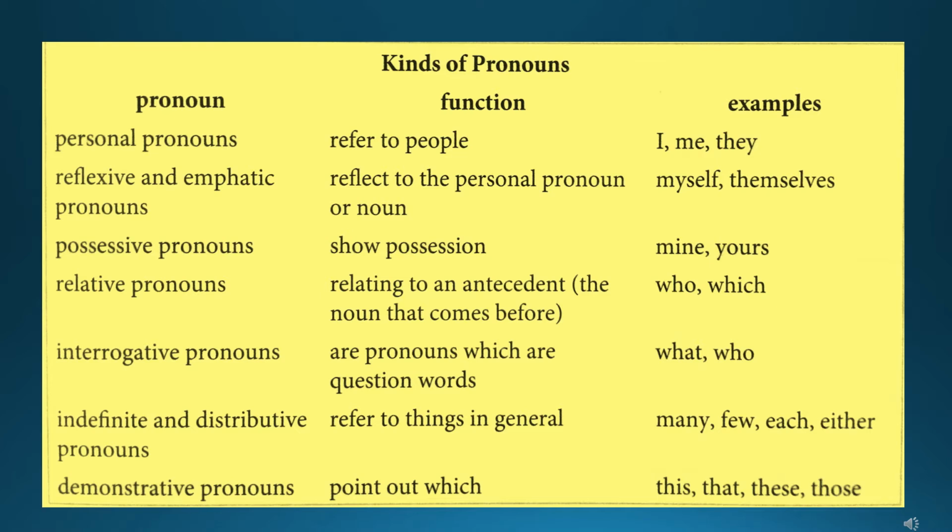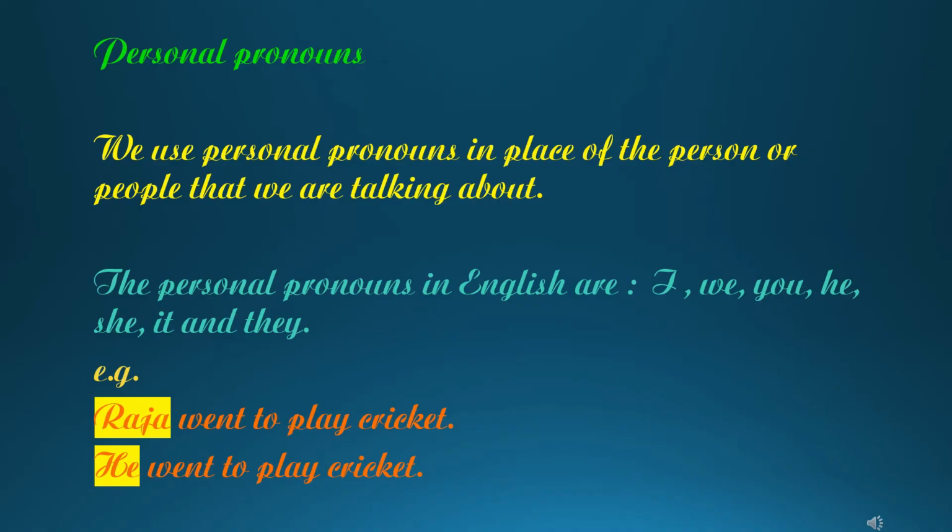Interrogative pronouns are pronouns which are question words. Examples, what, who. Indefinite and distributive pronouns refer to things in general. Examples, many, few, each, either. Demonstrative pronouns point out which. Examples, this, that, these, those. Now let us go through it in detail.